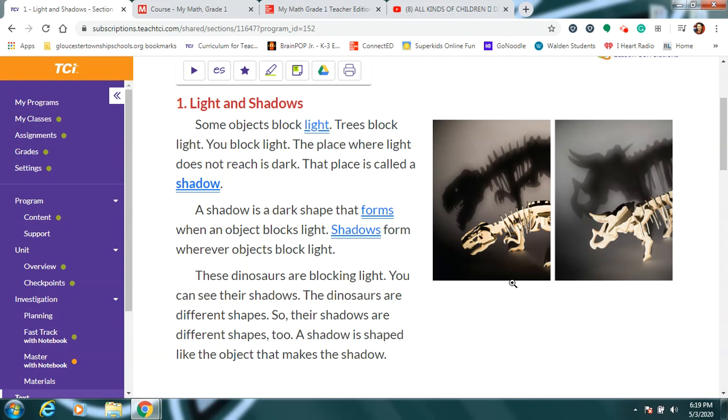It's the dark shape that forms when an object blocks light. Shadows form wherever objects block a light. These dinosaurs are blocking the light. You can see their shadows. The dinosaurs are different shapes, so their shadows are different shapes too. A shadow is shaped exactly like the object that made it. So see how this dinosaur has a flat head, and so does his shadow. And this dinosaur, the Triceratops, has horns, and so does his shadow.